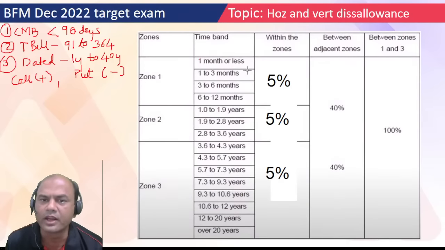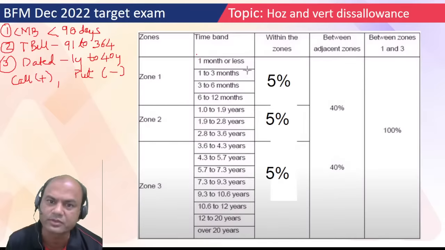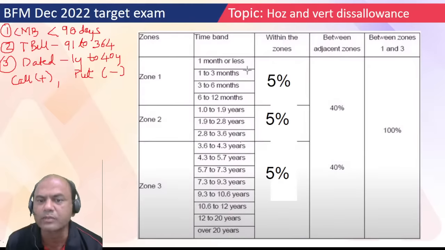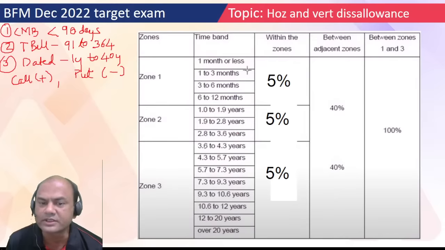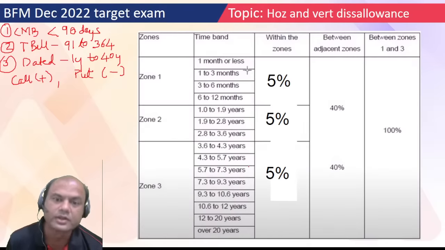What is zone 1? It is from 1 month, means less than 1 month, to 12 months. This is the first zone. Zone 2 is 1 year to 3.6 years. Look at this figure, 3.6 here. You have to remember this figure, okay? 1 year to 3.6 years. And zone 3 is 3.6 years to further. Means it can go to any figure, okay? So now you have to remember this figure.